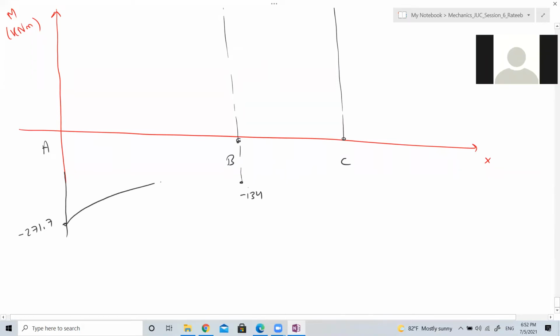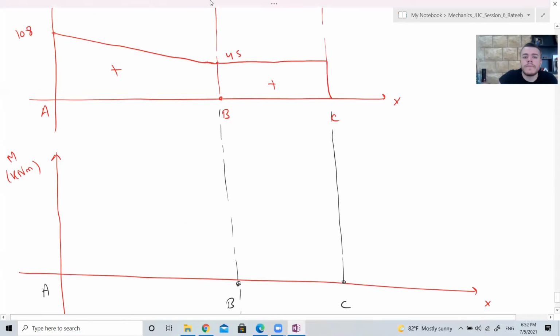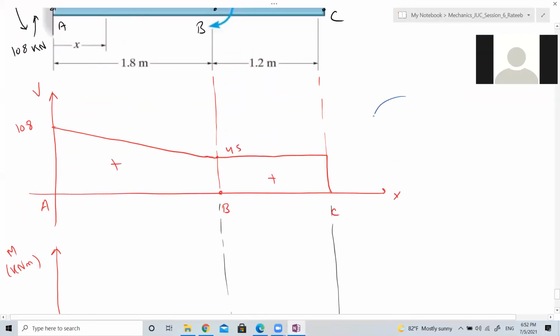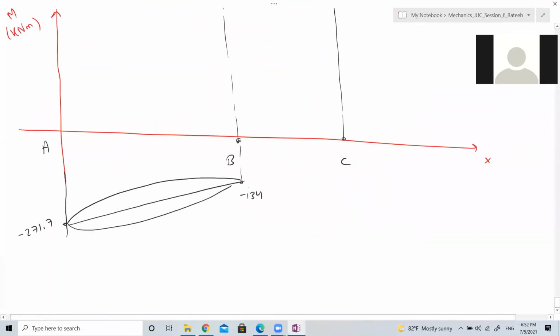How do we join these? Like this, or like this? What do we have to use? This is positive decreasing. Thank you, Saeed. Positive decreasing, what does it mean? Like this quarter. Sorry, this quarter. Here negative decreasing. Here negative increasing. Correct, Saeed? Correct. So it should be like this.